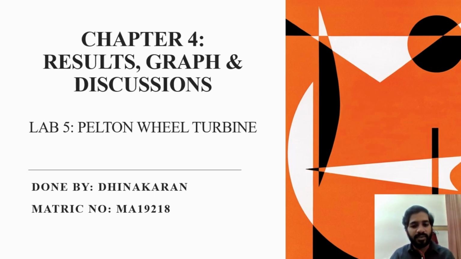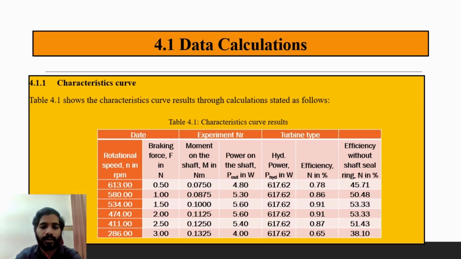Now we're about to see chapter 4, which is the results, graph and discussion for the lab Pelton wheel turbine. So let us discuss further about it. In this section we're about to cover the data calculations. The first part is the characteristic curve, as you can see in the table as follows.